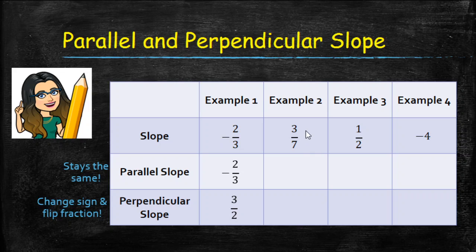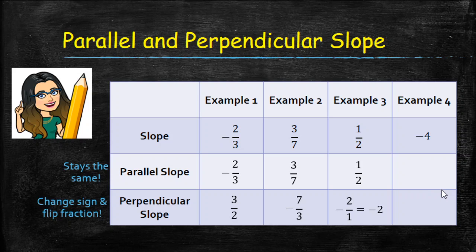For our next example, 3/7, parallel slope stays the same. Perpendicular slope, I have to change the sign. So when I have positive, it's going to become a negative. Flip the fraction, 3/7 becomes 7/3. So I have negative 7/3. For example 3, we have 1/2, parallel stays the same. For perpendicular, I have to change the sign, positive becomes negative, and flip the fraction. Now, 1/2 becomes negative 2 over 1, but we don't write the over 1 because it doesn't change the value. So we just write negative 2.